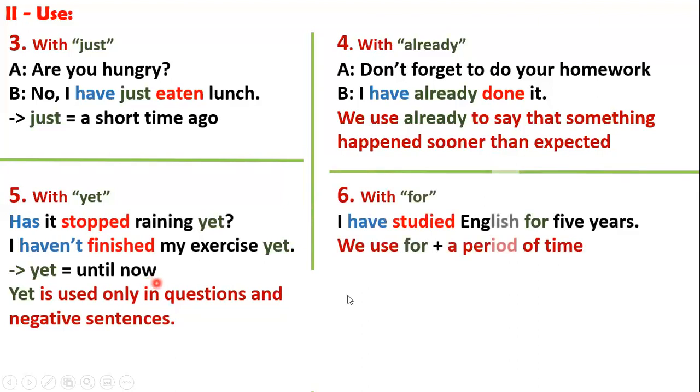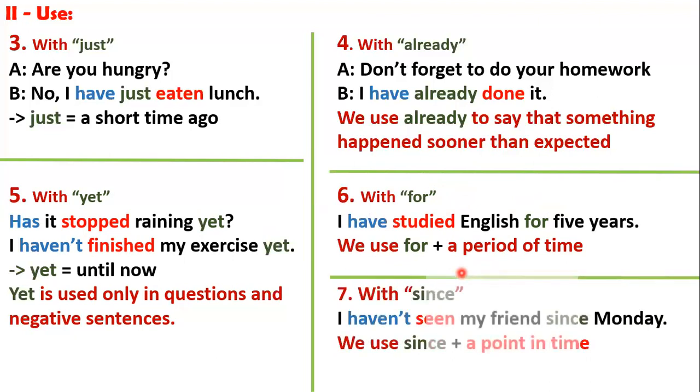Number six, when we have for. For example, I have studied English for 5 years. It is a period of time. A period of time. Again, I have gone to Al-Mukhtar Susi High School for 1 year, for 2 years.